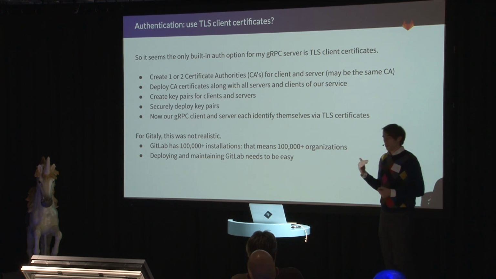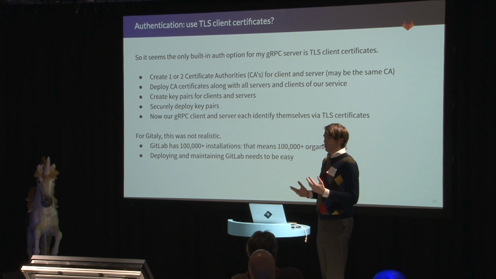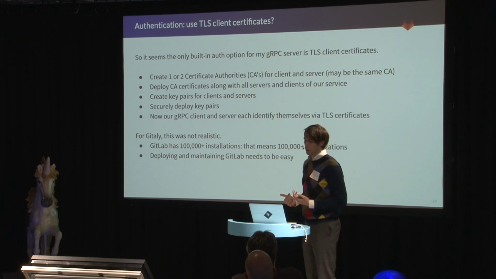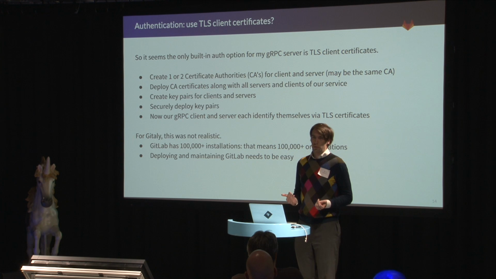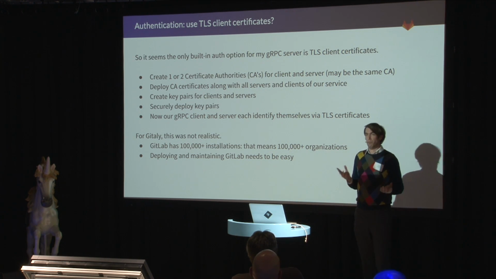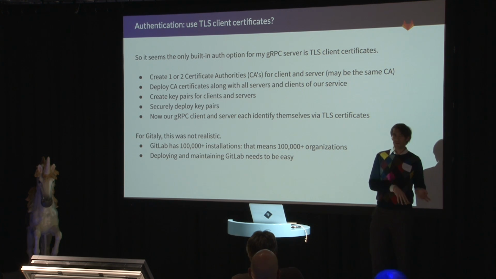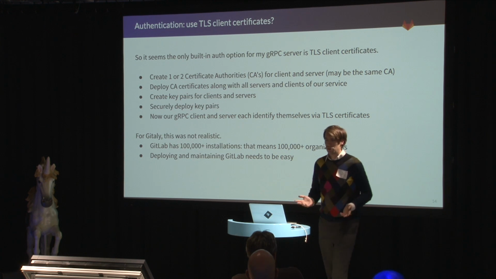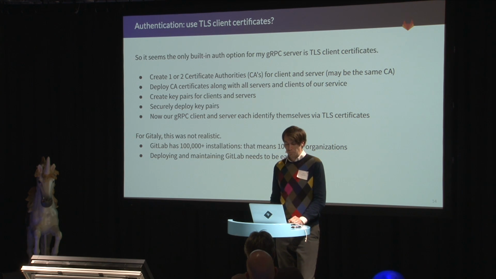So if you want to do that, which seems to be the only real option for authentication that is built into the gRPC Go library, you need certificate authorities. You maybe need one, but maybe you want two, like one that creates the client certificates and one that creates the server certificates. I don't know, you can get really crazy with this really easily. And you need to store those securely.